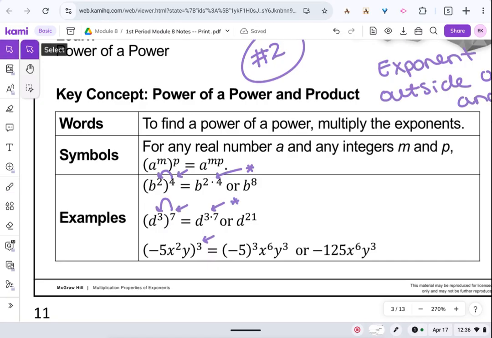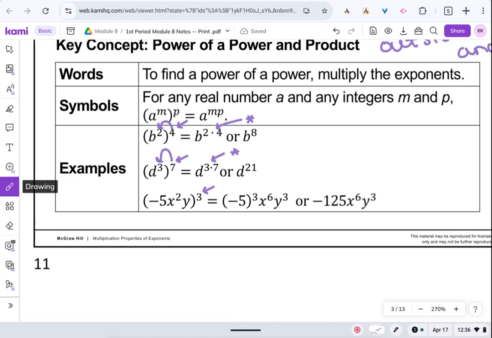In example 3 here, I like this one the best. We're going to take that 3 that's outside. Now we have to hit everything inside. We have to hit the -5, the x, and the y term. They didn't quite write it out as detailed as I would.